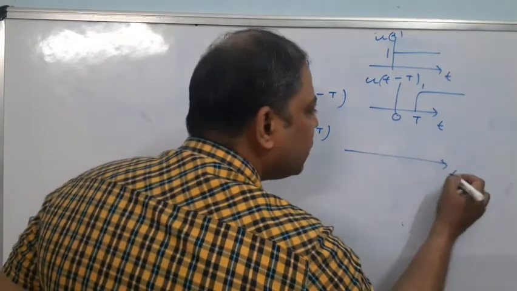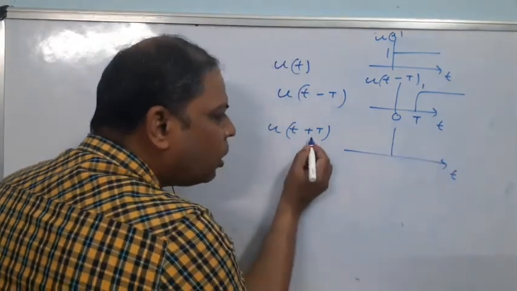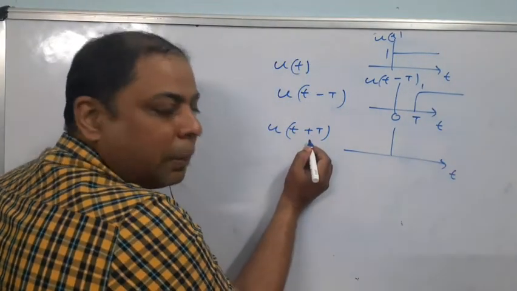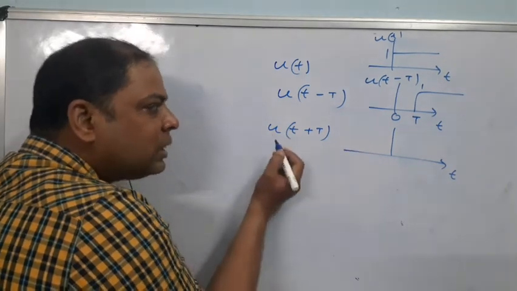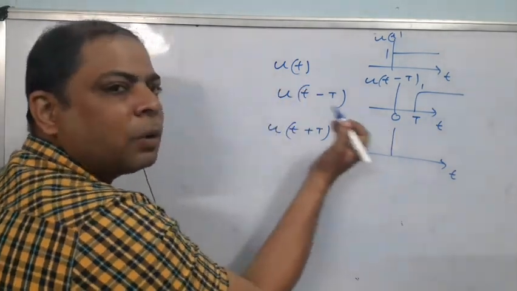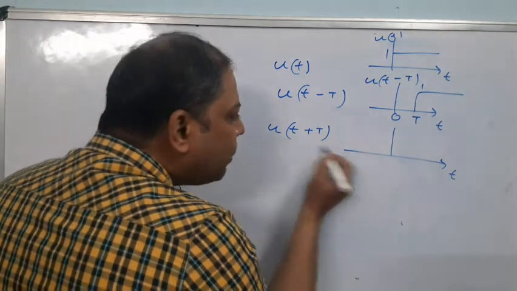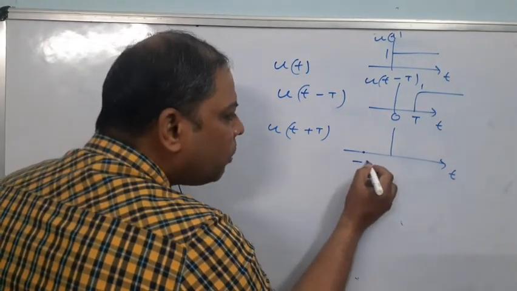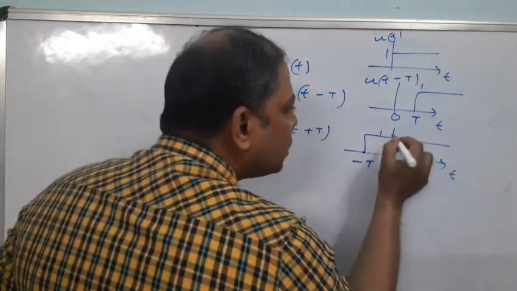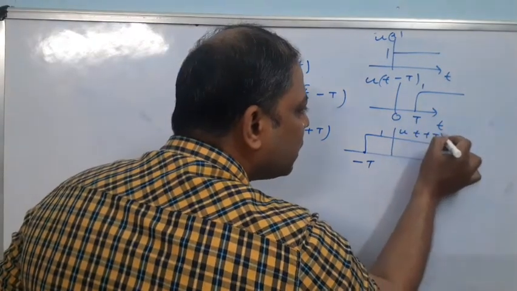So this is your time axis. Here plus means, as I have told, this is your left shifting operation. That means the signal u(t) is shifted towards left. Left means definitely it will come to minus T. So this is your u(t plus T).